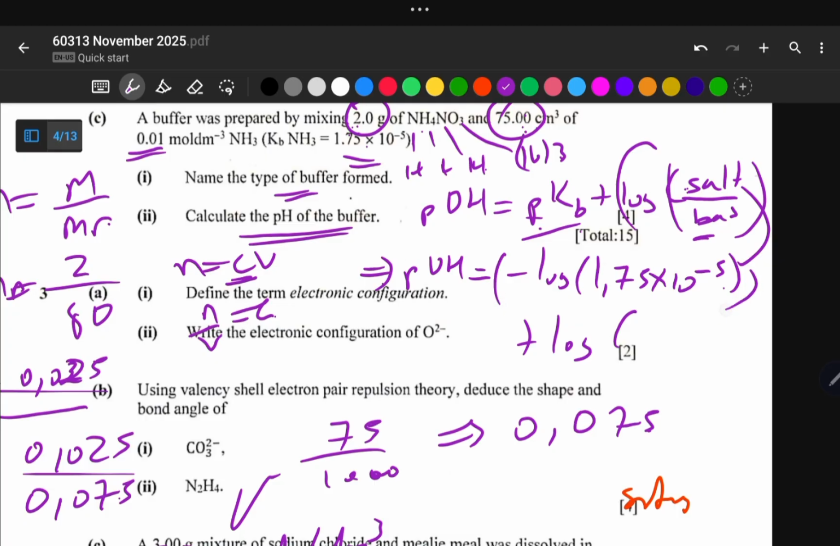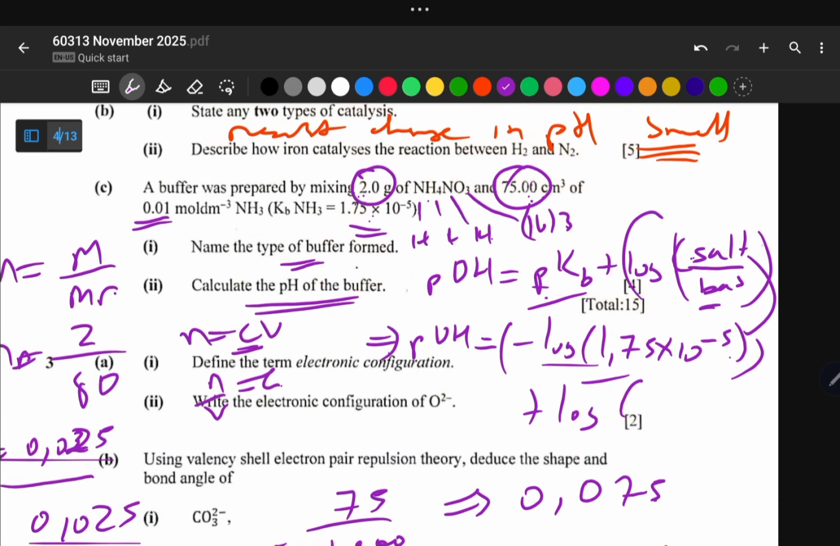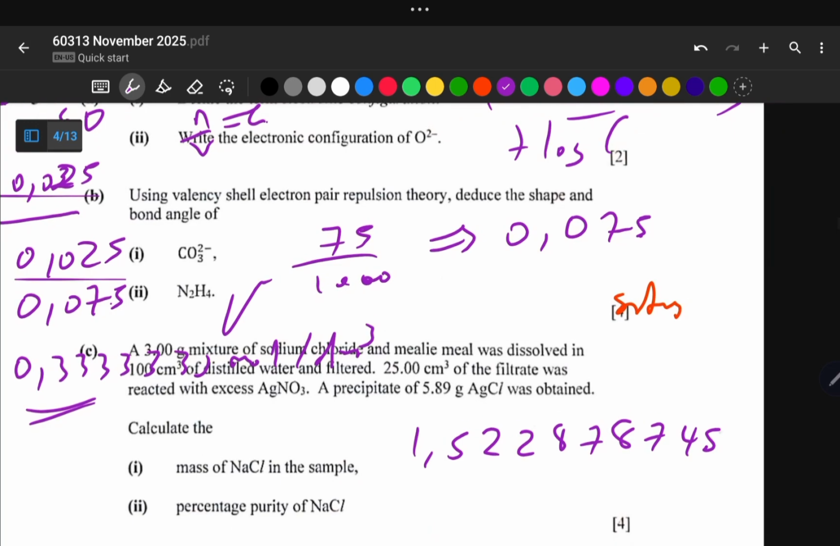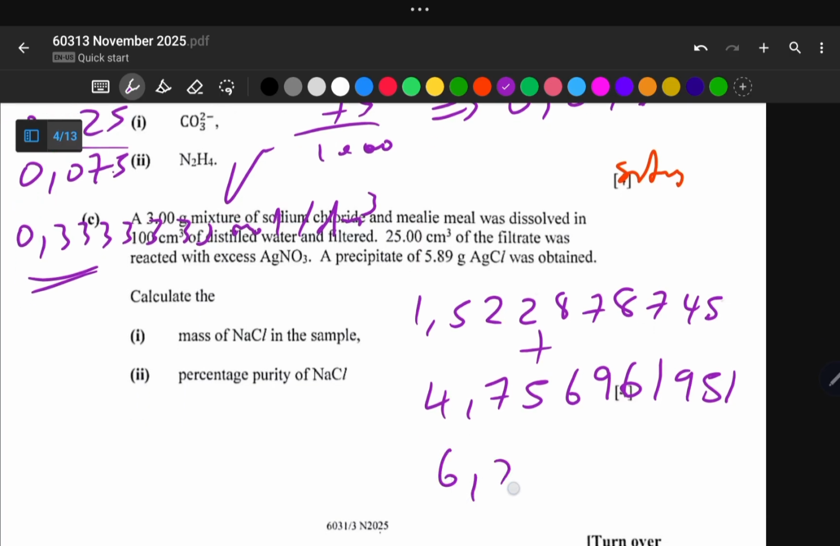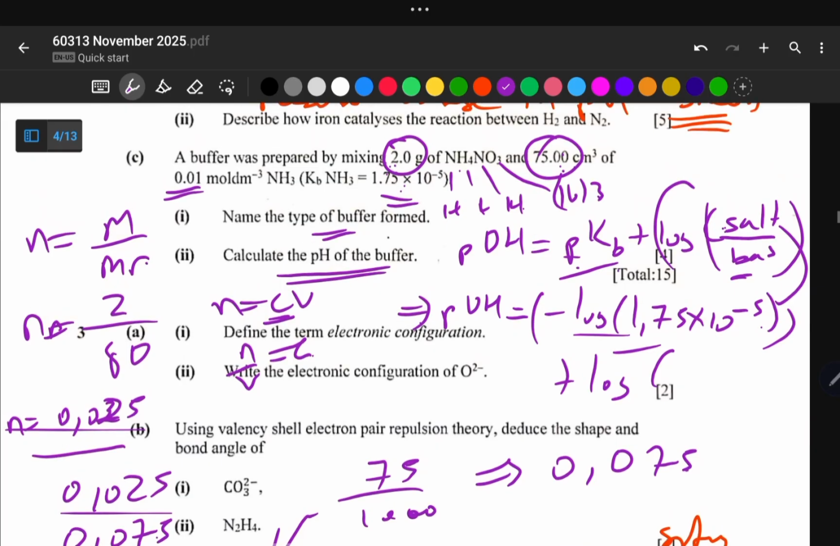So pKb, we're simply going to store this one as N, right? So pKb is negative log of our Kb. So our Kb is equal to 1.75 times 10 to the negative 5, and then we are going to have 4.756961951. So we are going to add this one with alpha A, and then we are going to have 6.25984067 is our pOH, and then the question requires us to have pH, right?